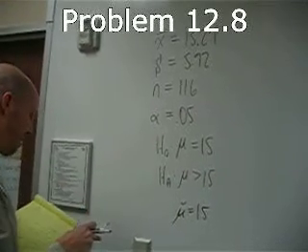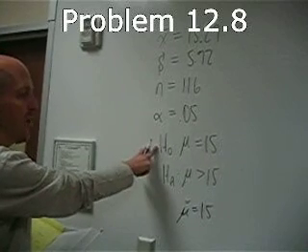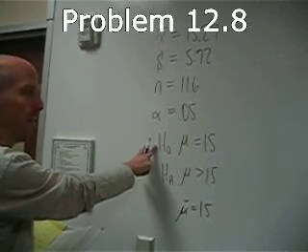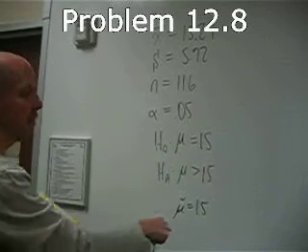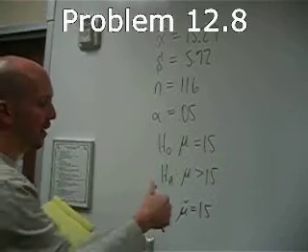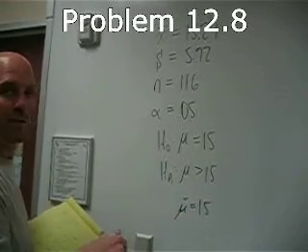What we're asking here, again, is whether the mean is greater than 15. So our null hypothesis is that the mean is equal to 15. The alternative is that the population mean is greater than 15. This tells me that, A, we have a one-sided test to the right, and B, the hypothesized value of the population mean is 15.